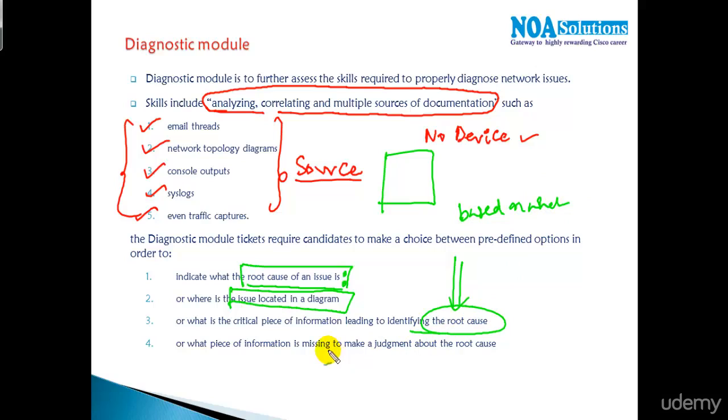Or it can be what piece of information is missing to make a judgment about the root cause. These are the different types of questions you will be asked in the diagnosis section, and you answer them per the given scenarios or screenshots. But you are not going to access any device in this section, and the duration of this examination is 30 minutes.